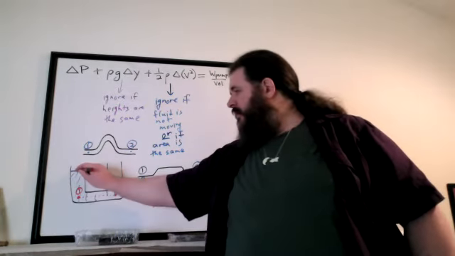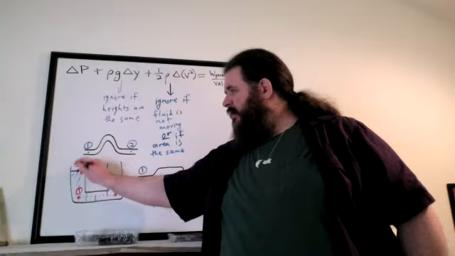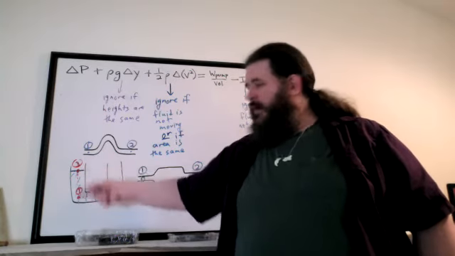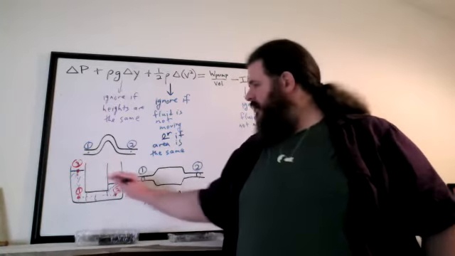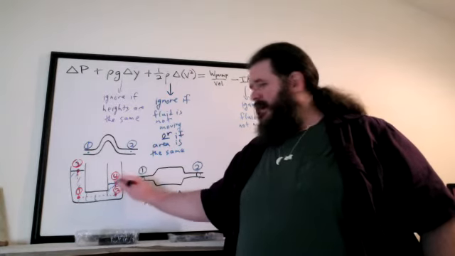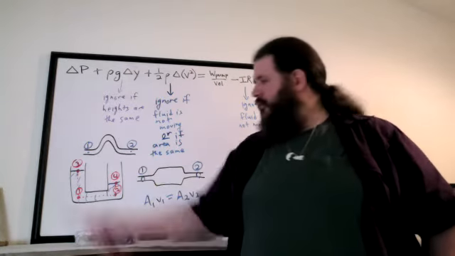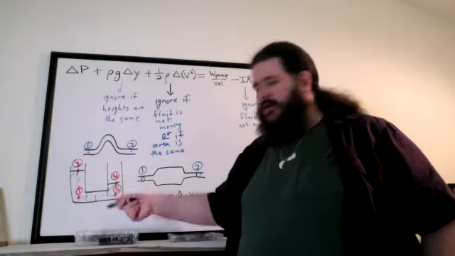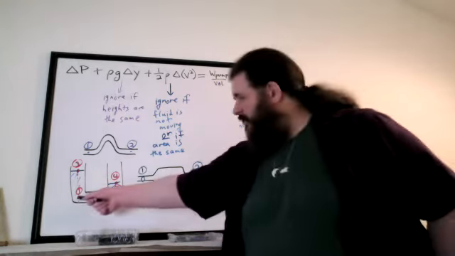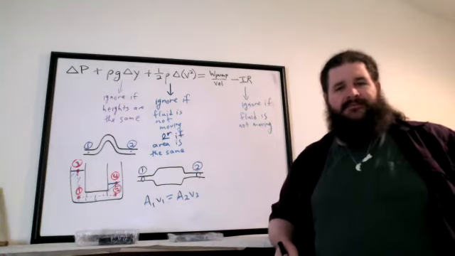But let's say we put a point at the surface and we call it 3. So from point 3 to point 1, there is definitely a height difference. And from, let's say, point 4 to point 2, there's definitely a height difference. So from 3 to 1, there's a delta y. From 4 to 2, there's a delta y, and it's a different delta y. From 1 to 2, there's no delta y at all.